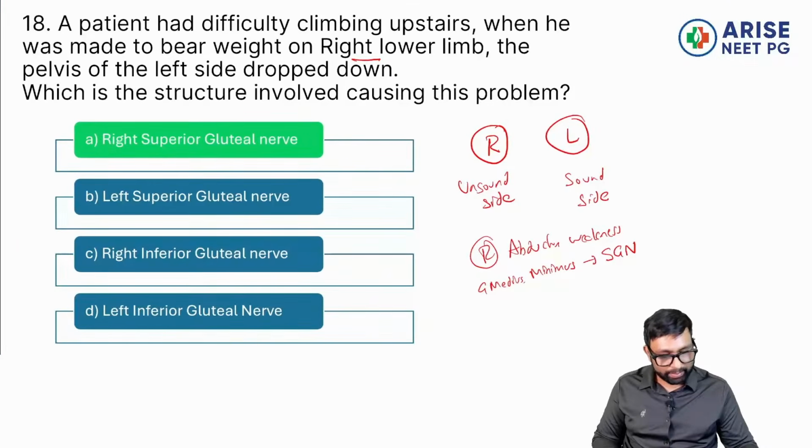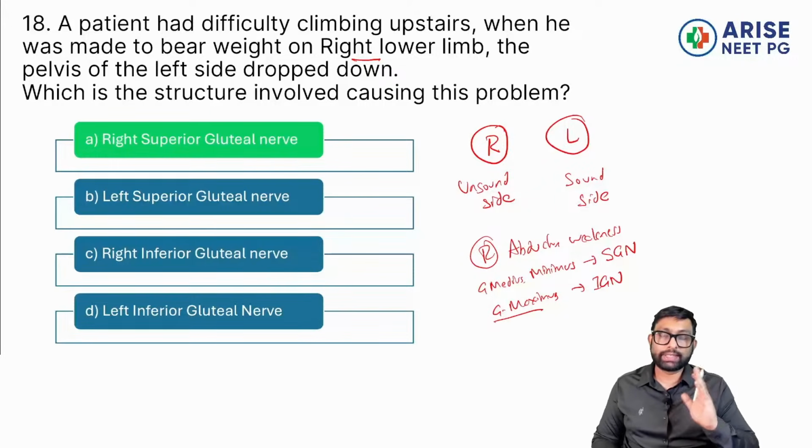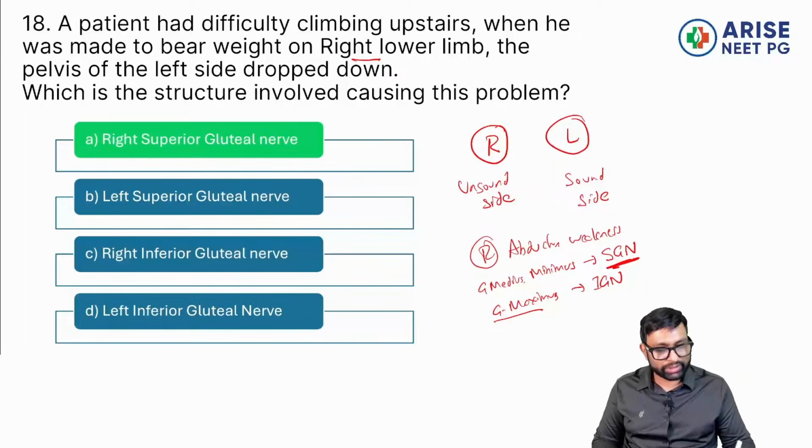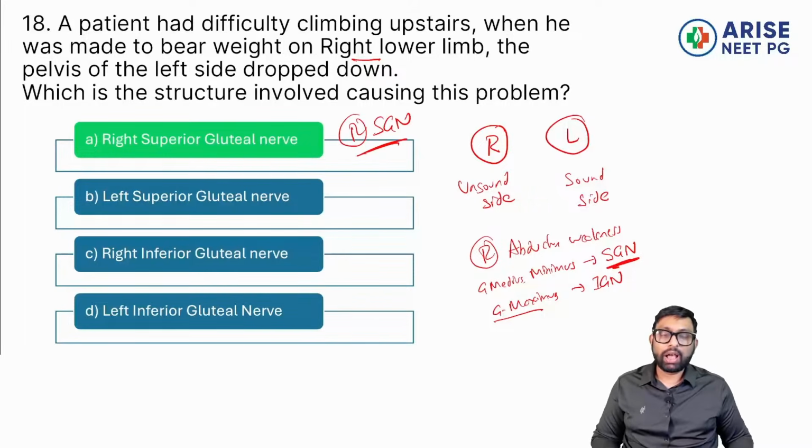And gluteus maximus is supplied by which nerve? That is the inferior gluteal nerve. But gluteus maximus is not a hip abductor, it is a hip extensor. So we have to worry about superior gluteal nerve. So which superior gluteal nerve will be affected, right or left? It is right side, because we know right is the unsound side. So right superior gluteal nerve is the answer. So this is how you will answer that question.